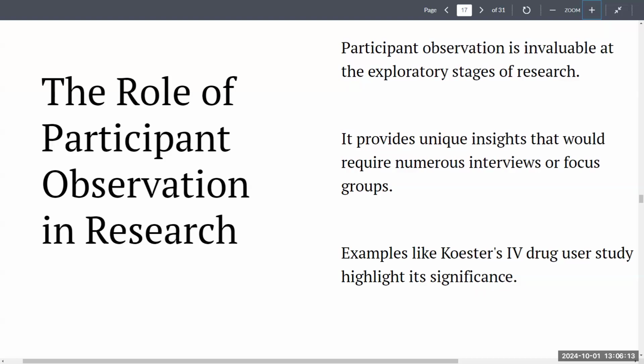All right, so participation observation is important in qualitative research when it comes to exploratory stages of the study. And what it does, it allows the researcher to gain firsthand insights on behavior, social dynamics, and contexts that shape the lives of the people they are studying. It also uncovers hidden or unexpected patterns that may not be visible through other research, and it develops a holistic understanding.